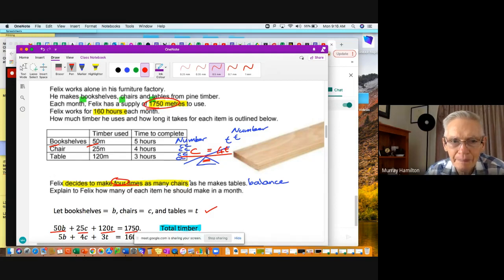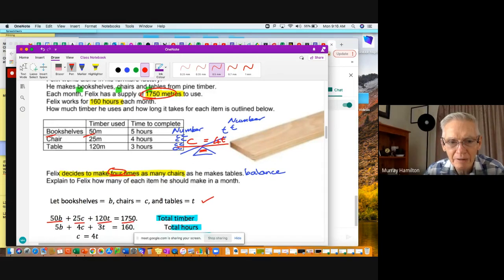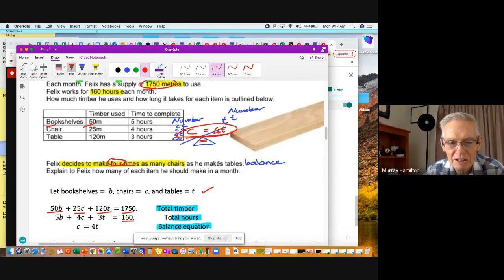It's sitting up here. We do the same for the hours. So this is the total hours. So you put your hours on the right and you put the letters on the left. Please line them up. So B's, C's, and T's. And lastly, you've got this last one, C equals 4T. I call that the balance equation. Then once you've got those, you can go ahead and you can solve them.